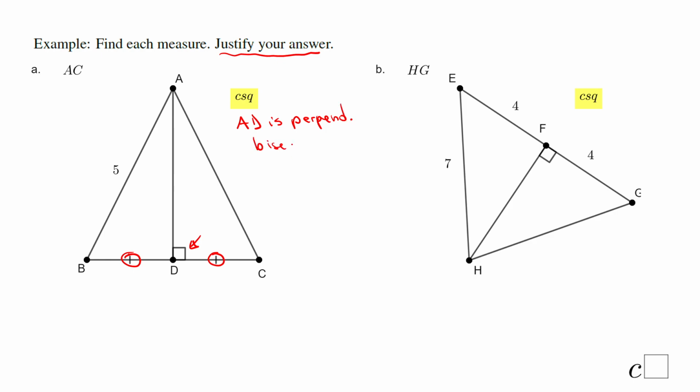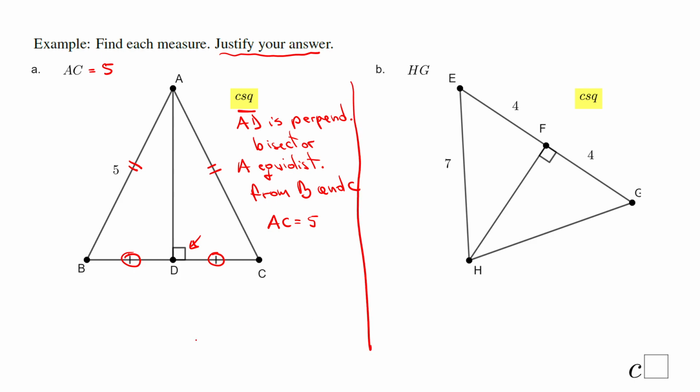Okay, so let me be sure. I'm going to say segment AD, which means point A is equidistant from the endpoints B and C. This is the justification, and now the answer is very simple. AC should be 5, right? Because these two segments are congruent.